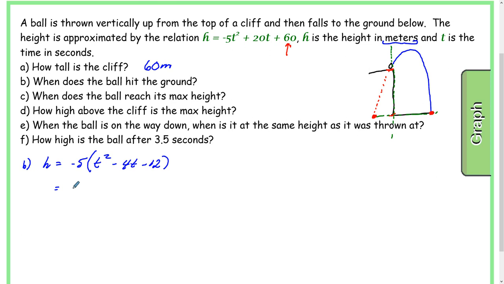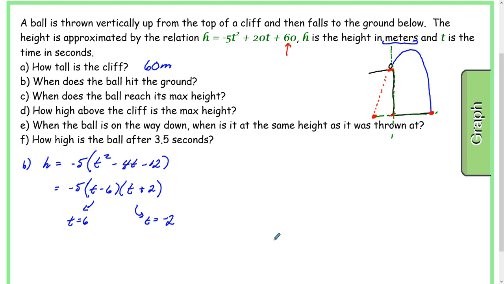I'm going to keep factoring from there, so -5. Two numbers that multiply to get -12 and add to get -4 are going to be -6 and +2. Which means my x-intercepts, in this case t, so from this one, t is going to be equal to 6, and t is going to be equal to -2.